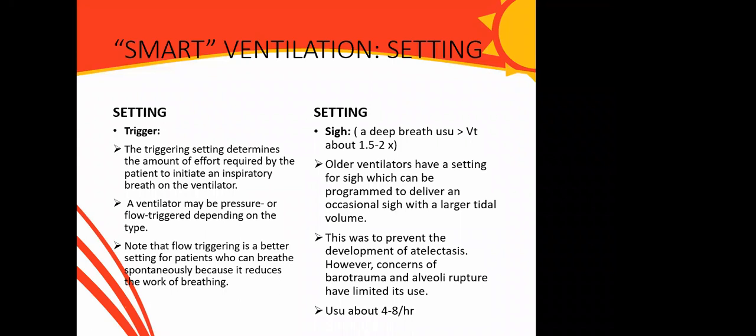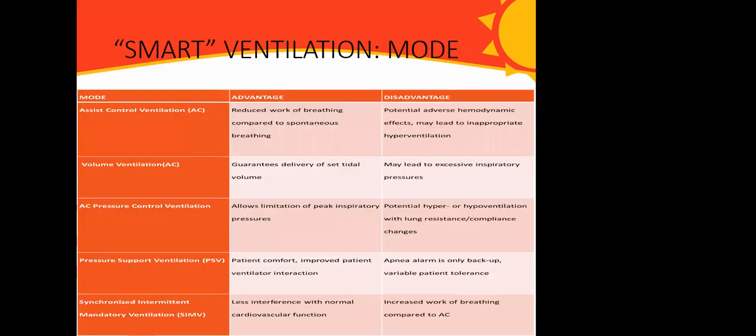A ventilator PSI is actually a deep breath, which is usually greater than the normal tidal volume. It's about 1.5 to 2 times greater than tidal volume. All right, it is programmed to deliver a higher tidal volume to help with oxygenation. It is actually incorporated in those machines, and it occurs between 4 to 8 times per hour, to ensure that you have adequate oxygenation and prevent alveoli collapse.